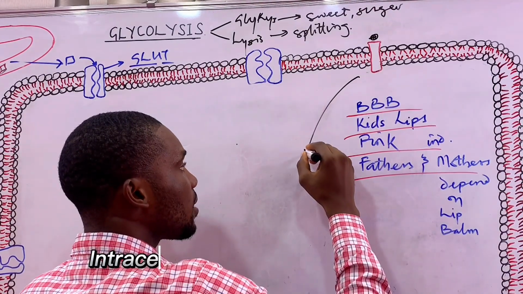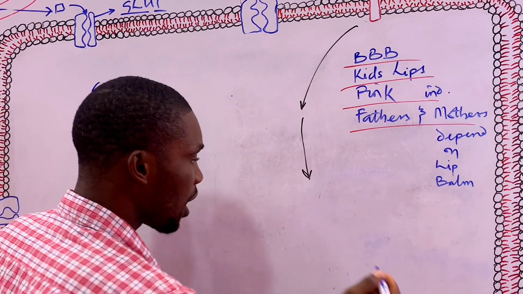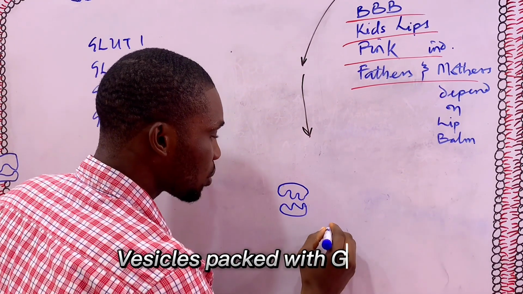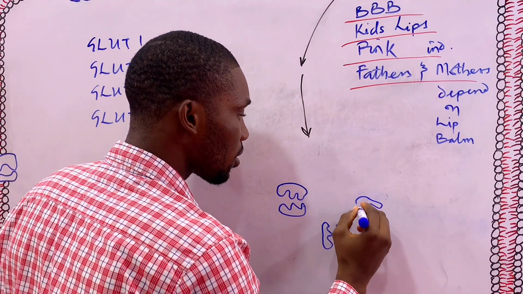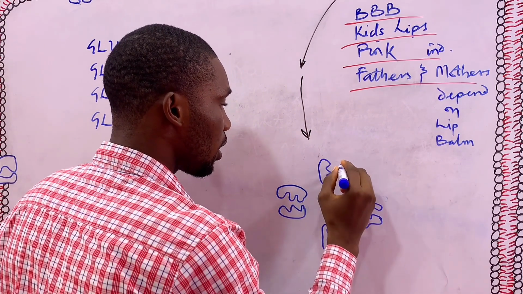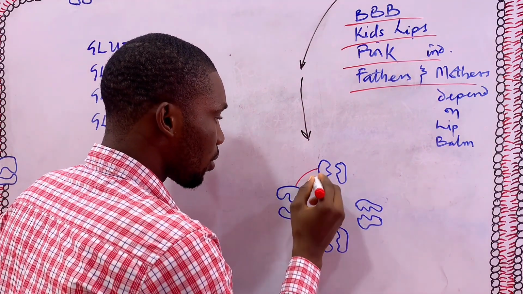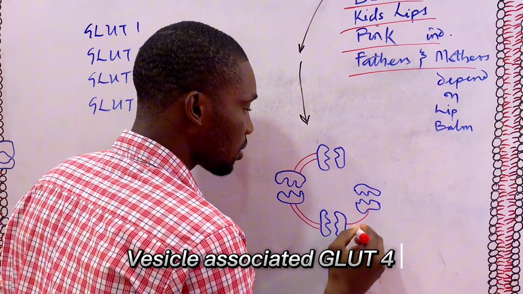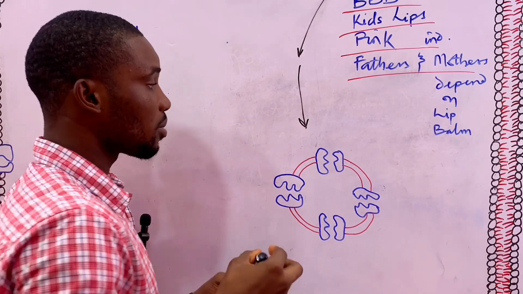Let's explain that. Imagine insulin molecule comes over here. There would be an intracellular signaling mechanism. Okay, that would cause activation of certain proteins. But first of all, before that, there would be vesicles that are packed with what? GLUT4 over here. So I'm drawing GLUT4. So these are your GLUT4 molecules, packed in vesicles. So these are vesicle associated GLUT4 molecules.